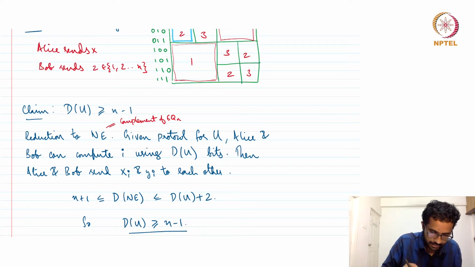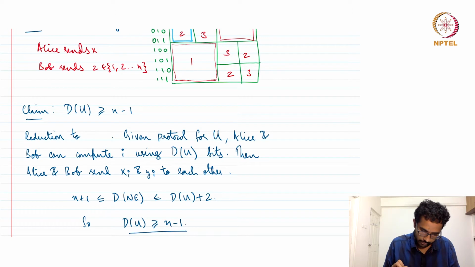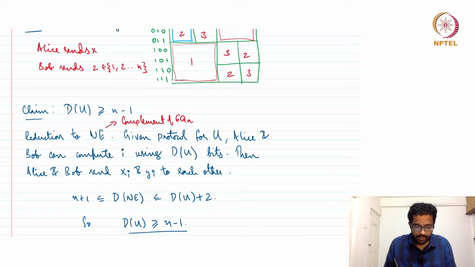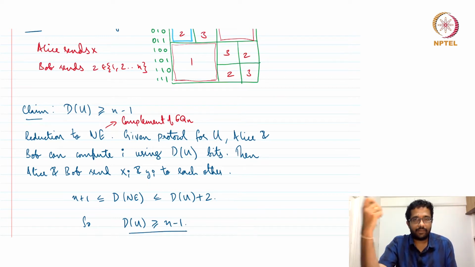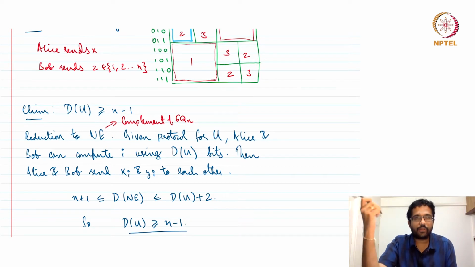Perhaps it's easier if I just say equality. No, maybe not equal to is necessary. Okay, complement of equality. So we'll see how we can determine not equal to from the universal relation. So suppose we have a protocol for universal relation.